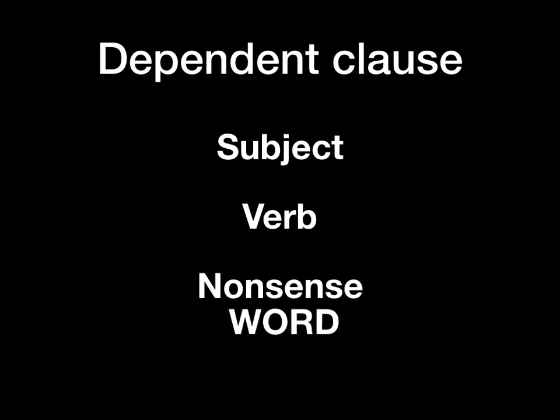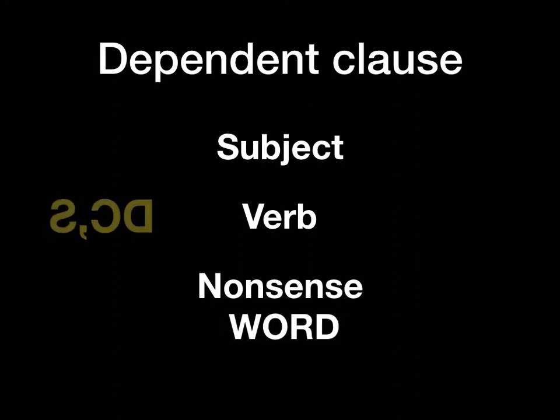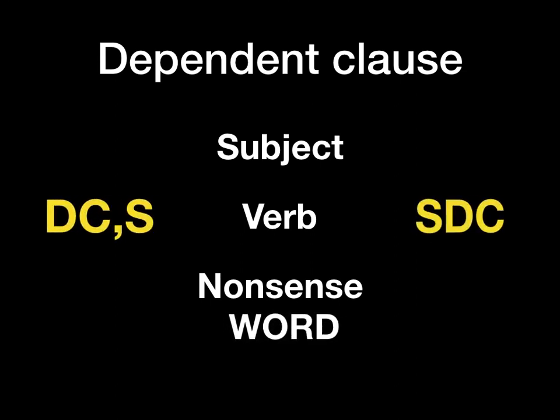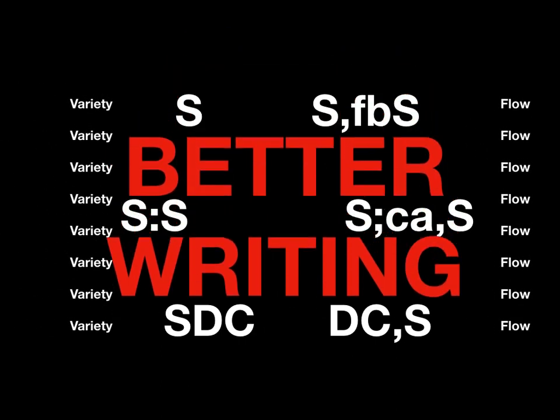So remember, a dependent clause is made up of three things. That's your subject, your verb, and your nonsense word. So now that you can order your sentence pattern any way you want, you can start with a DC, S, or you can make an SDC. Now that you know 6 ways to vary your sentence structure in your writing, you know what's going to happen when you do. You'll have better variety, which will lead to better flow, which will lead to better writing. And that, my friends, is our goal.